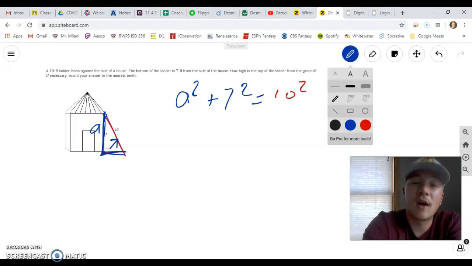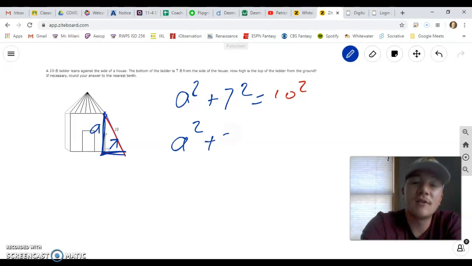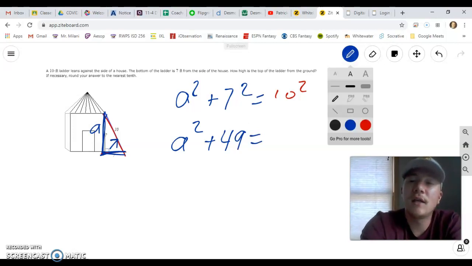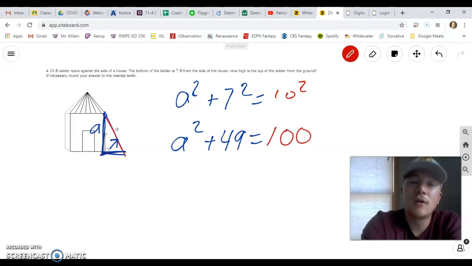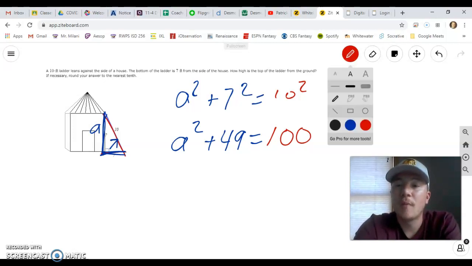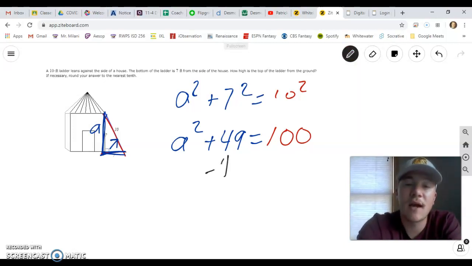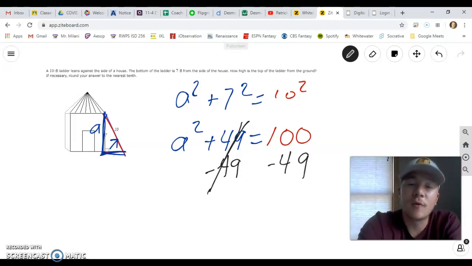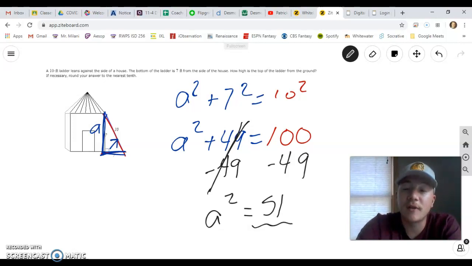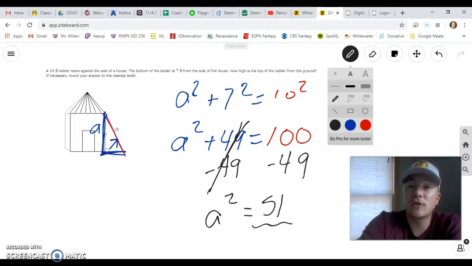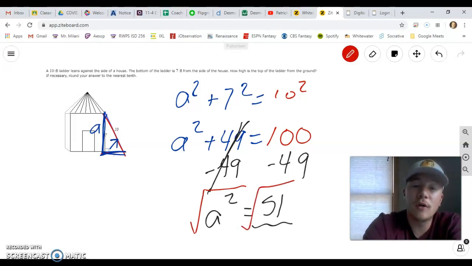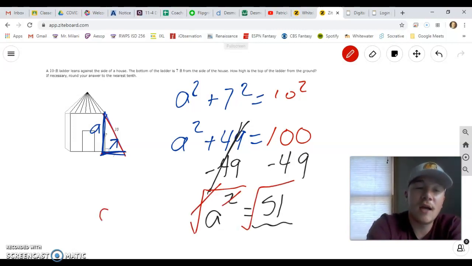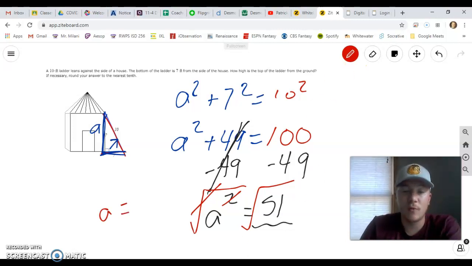So I multiply these things out where I can. A squared stays A squared. 7 squared is going to be 49. And 10 squared is going to be 100. So A squared plus 49 equals 100. My next step is going to be to subtract 49 from both sides, and I'm going to be left with A squared is equal to 51. Again, do not fall into the trap thinking that that's your final answer. We have to go ahead and take the square root of both sides, so the square root cancels that out, and then your A is going to equal the square root of 51.